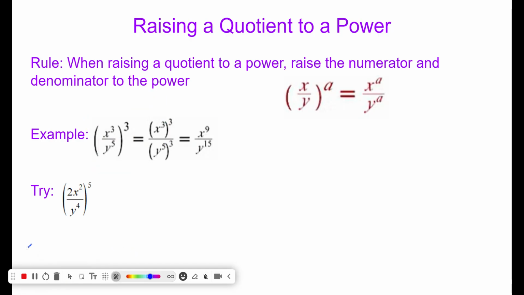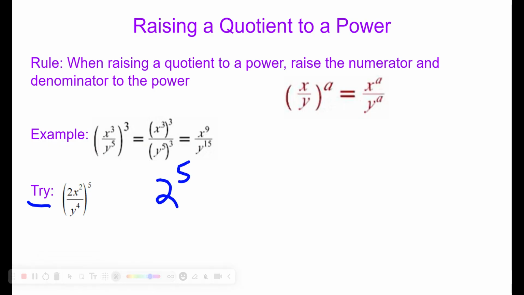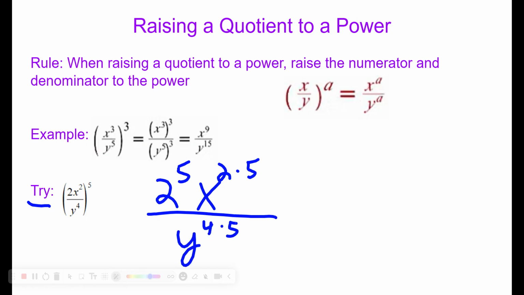Okay, let's try it here. 2x squared to the 5th power, over y to the 4th. Okay, so the numerator, we know that we have to be careful here. Can't forget about that 2 is being raised to the 5th power, and the x is being raised to the 2nd power times 5, all over, and then can't forget to do the y 4 times 5 down there.